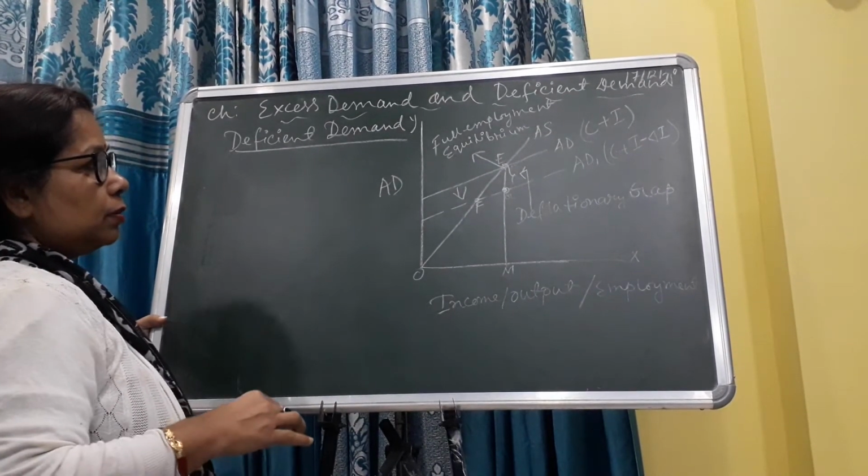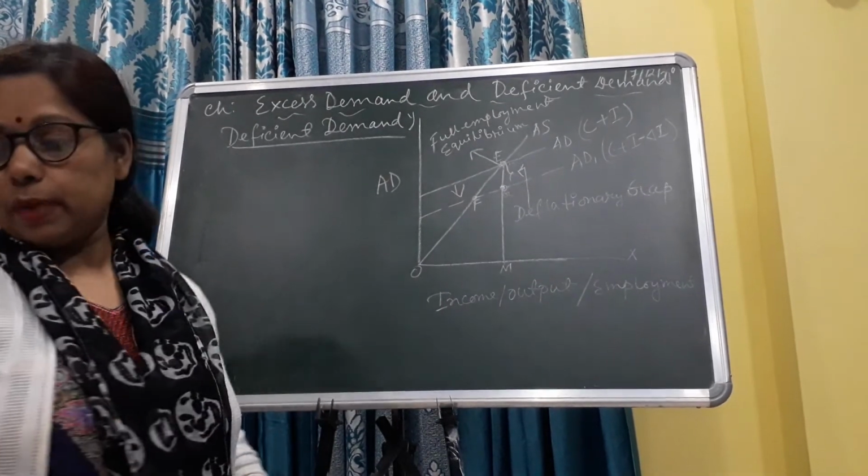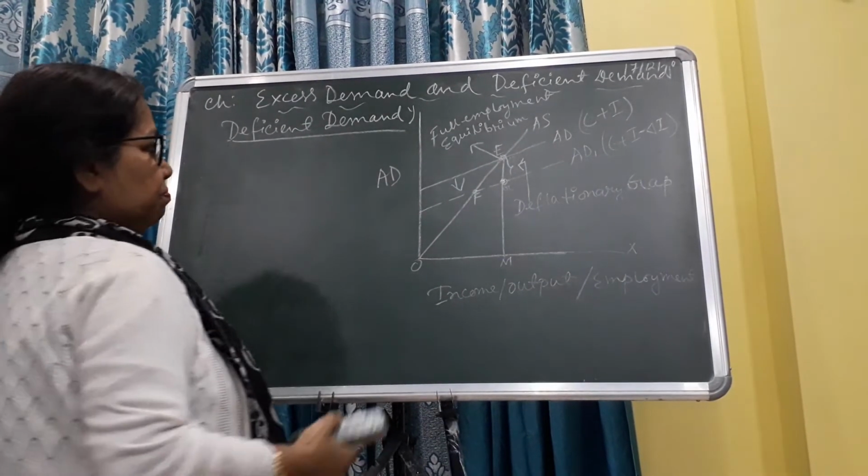Now next, the reasons for deficient demand. Why is this deficient demand created in the economy? So now I am going to explain these points.